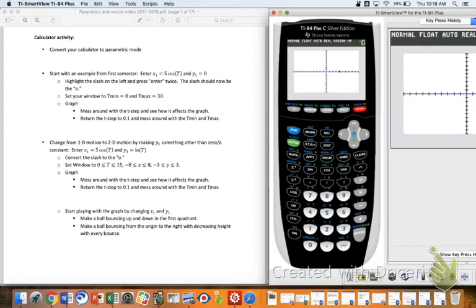You've got a particle moving left and right on the x-axis. Any ideas of how you could get the particle, instead of moving left to right, to just move up and down on the y-axis? What could you do?